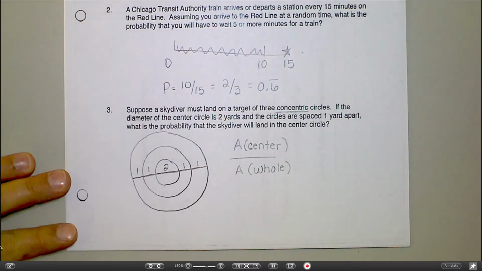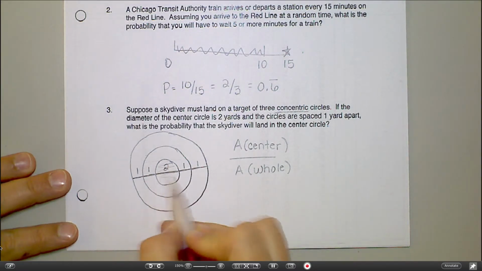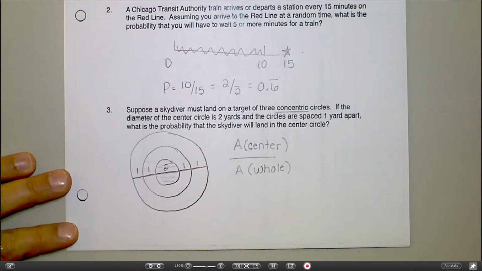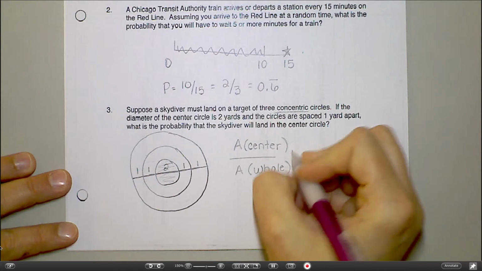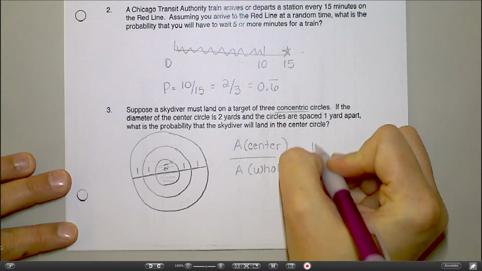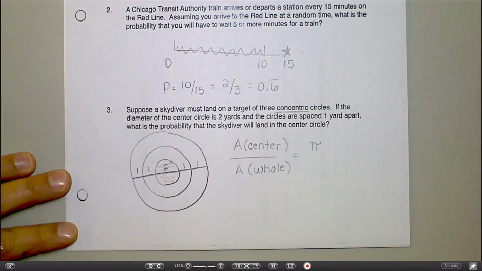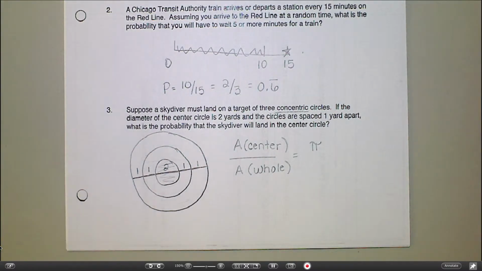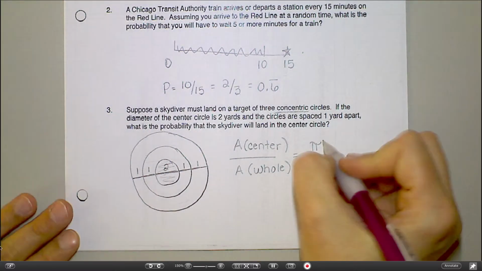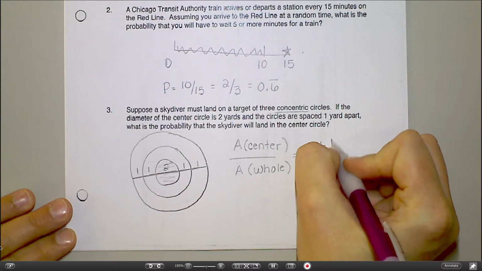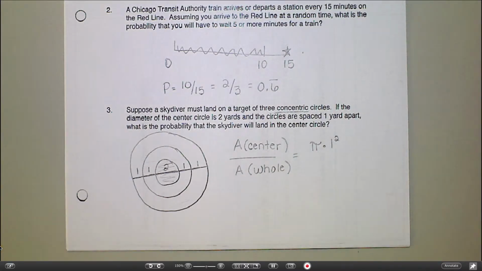How would I get the area of this center circle? Pi times radius squared. So if the diameter is 2, what's the radius? The radius is 1. So I'm going to go pi times 1 squared. For now, I'm just going to leave it like that, and you're going to see why in a second.